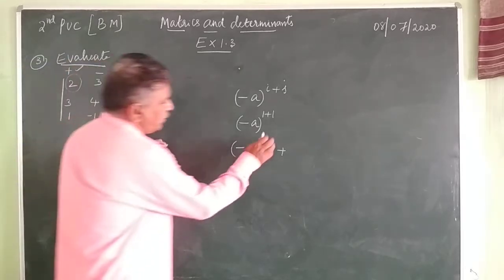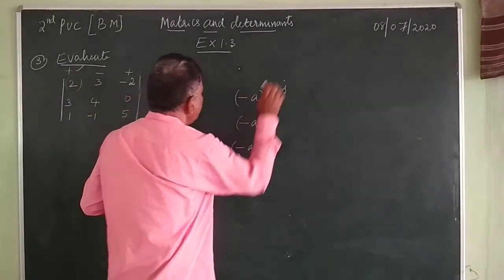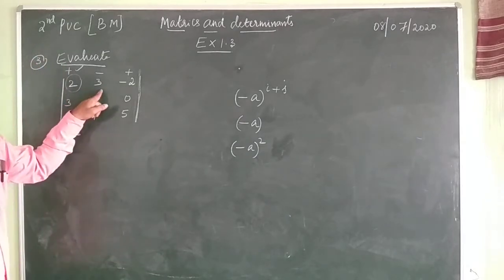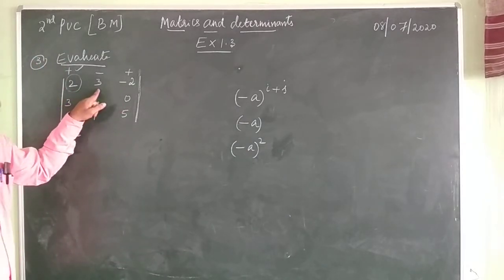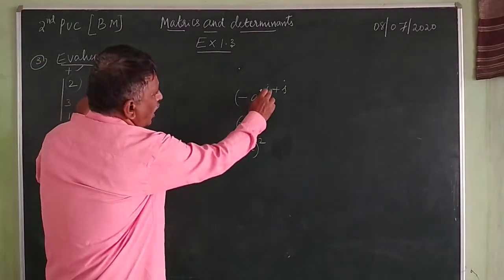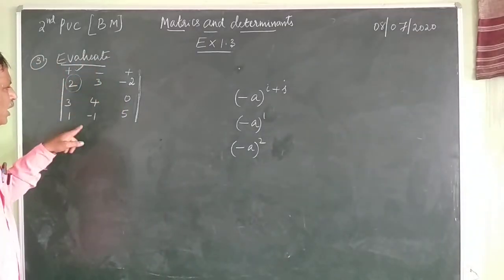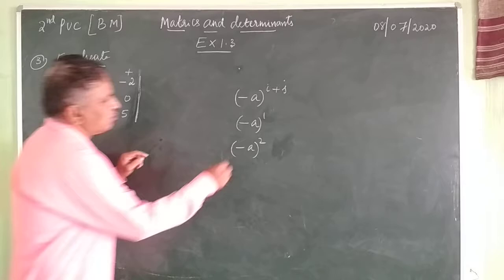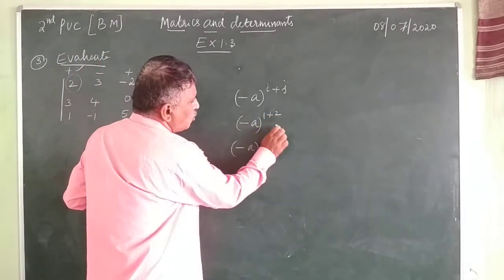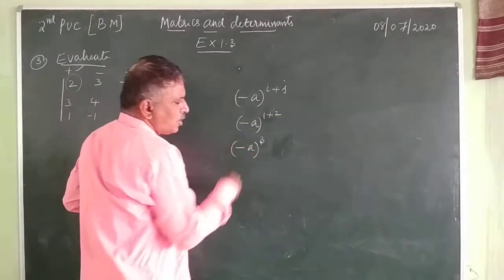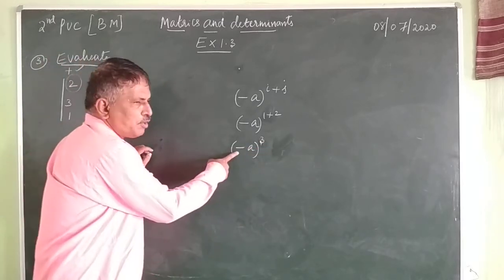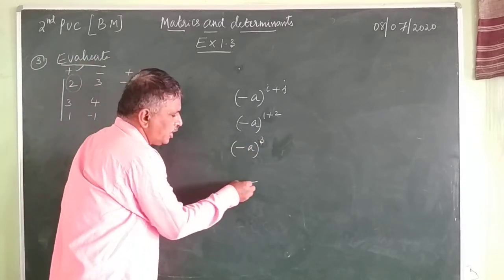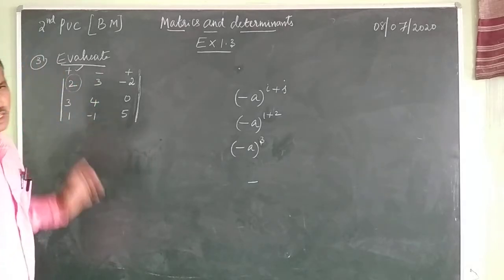Similarly, for the second element, 3, it is present in the first row, so i is 1, and in the second column, so j is 2. So 1 plus 2 is 3. Since the power is an odd number, negative will remain negative. Therefore the sign will be negative for that.